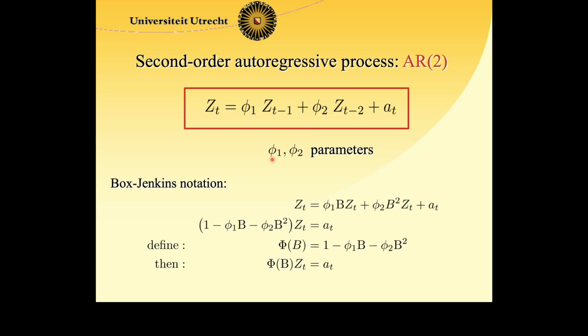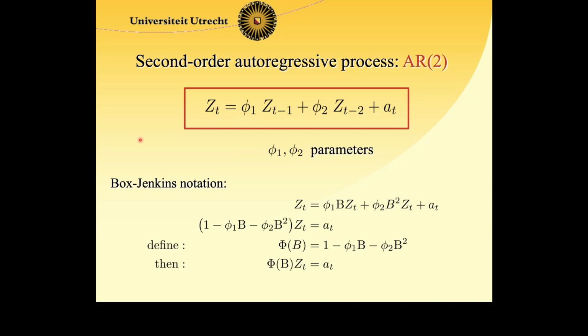So we can actually throw the same Box-Jenkins notation at it. Zt is phi1 times B Zt plus phi2 times B squared Zt. Take these two to the other side, factorize the thing so that Zt is outside the brackets. And then if we define a new polynomial, capital Phi as a function of B, as a second order polynomial, we can write it like such. So this is the same shorthand notation for a higher order autoregressive process.